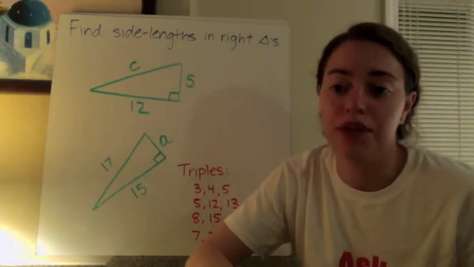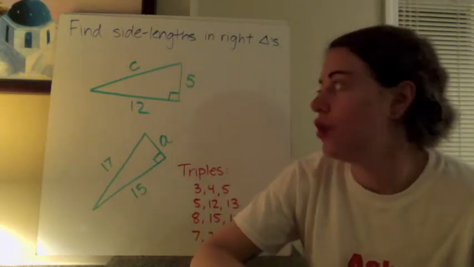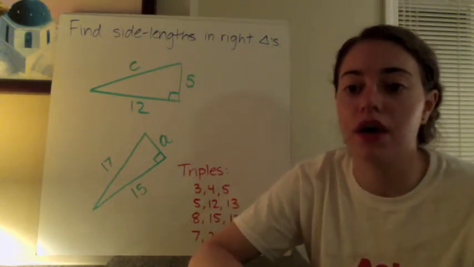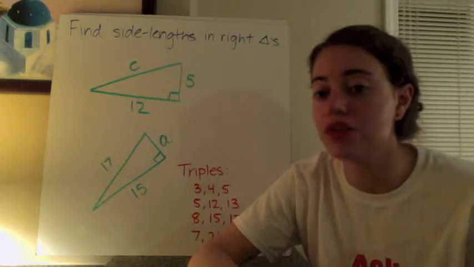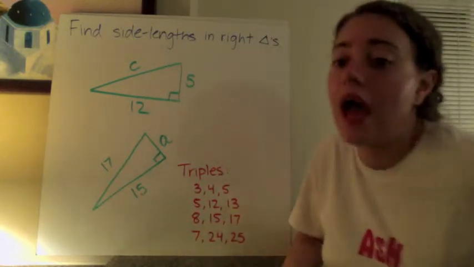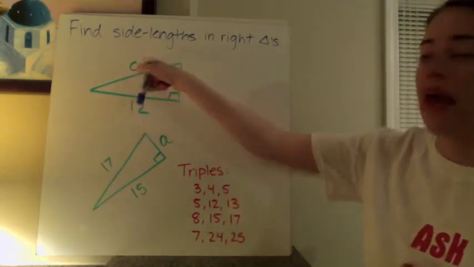The most common use of the Pythagorean theorem is to solve for side lengths. You'll be given two and you'll need to find the third. It doesn't matter whether the variable is the hypotenuse or a leg, we can still find it. So in this first example, how could I set this up? So I have legs and a hypotenuse.